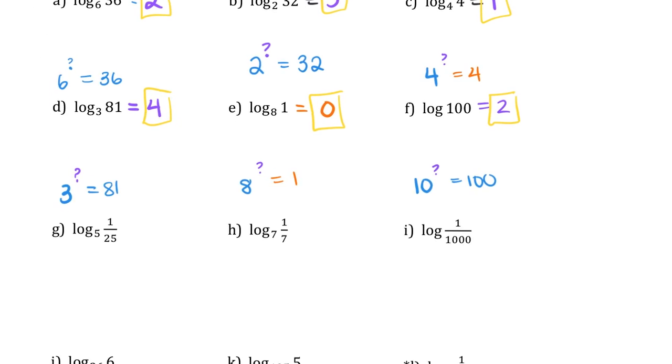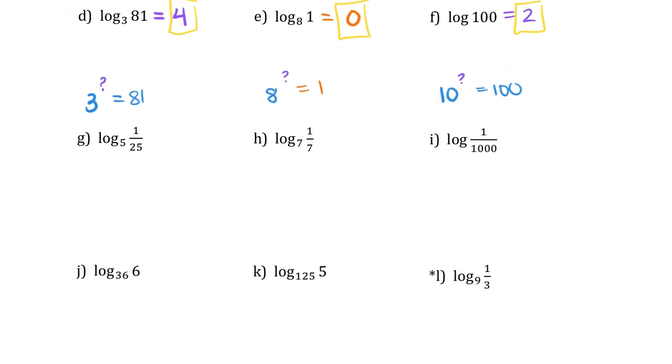Okay, now I believe you could do most of those in your head. I think some of you can do this row in your head too, and some of you can't, and I'm okay with it either way. Okay, the base is 5. I'm still trying to figure out the exponent, but this time it's going to equal 1 over 25.